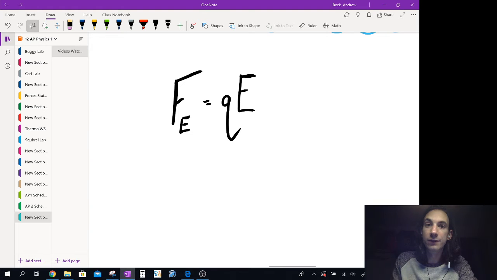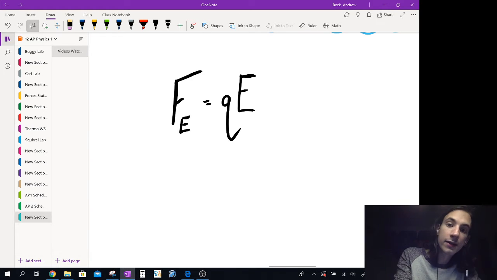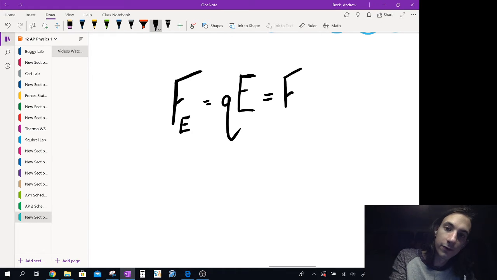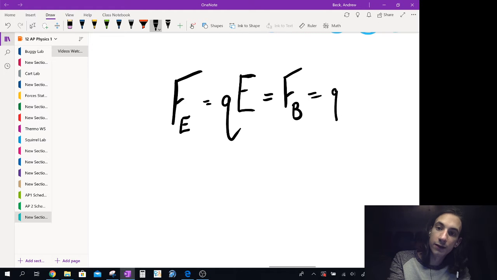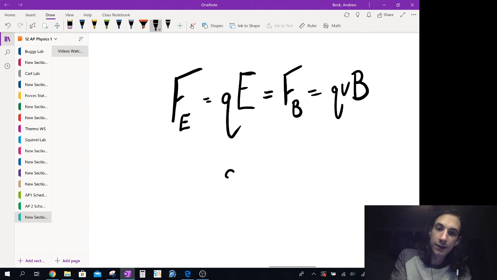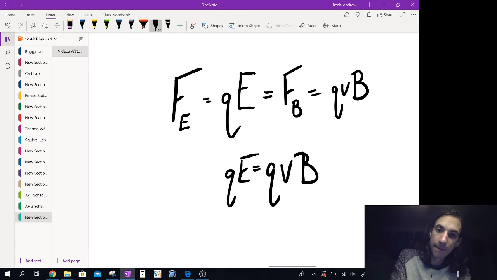We also said that eventually we're going to reach this point where the electric force and the magnetic force become equal to each other, and that electron is going to be in equilibrium. So the electric force also equals the magnetic force, F_B. And we said before that the magnetic force equation is Q times V times the magnetic field. So we really have QE equals QVB, where this V is the velocity of that moving conductor.